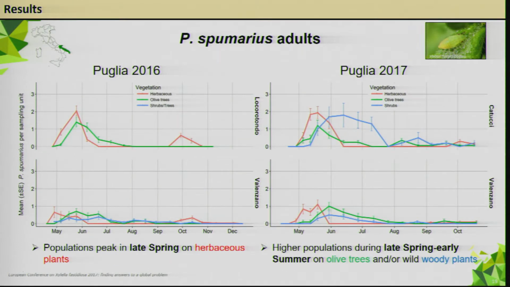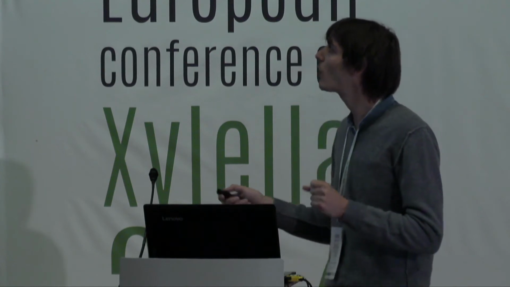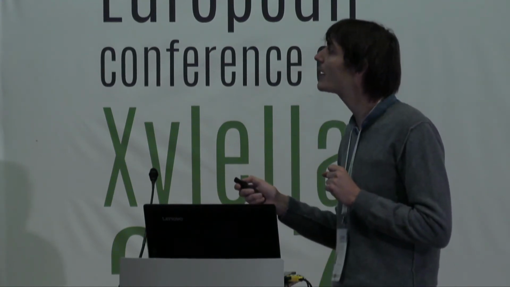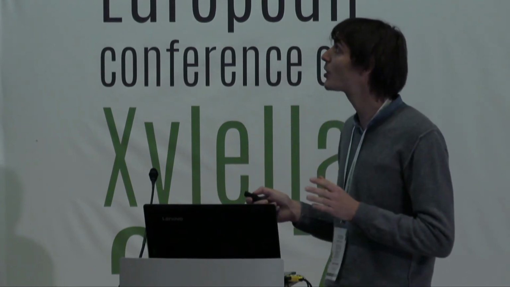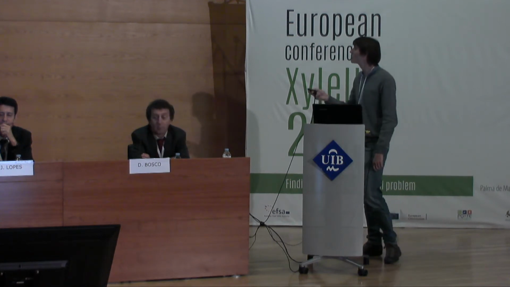In Apulia, the population peaked on herbaceous hosts in late spring, and not always did we observe a peak again in autumn. And whereas in olive trees and wild woody plants, there were higher populations only during late spring and really early summer, with very, very low populations during the mid-late summer on all the vegetational components of the olive grove.